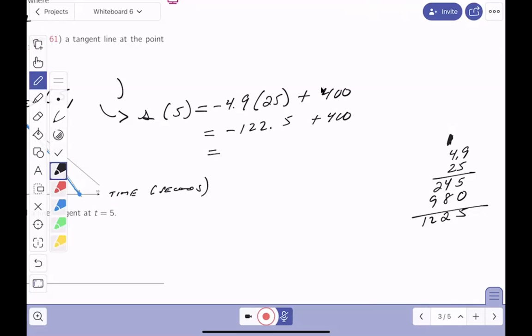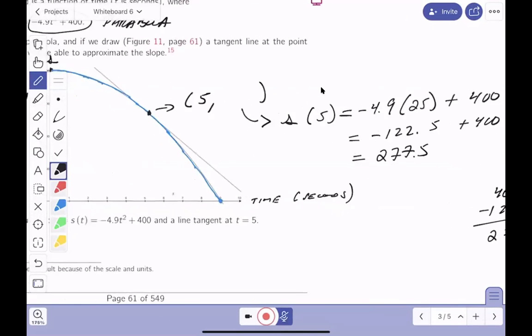I got to look at my picture too, by the way. So I got to take the 400 and I got to subtract 122.5 from it. Oh boy, that's going to be something, right? 277.5. Let me see if that's true. 5, 110. Yeah, I'll put that in. 277.5. Let me go over here and write that number down.